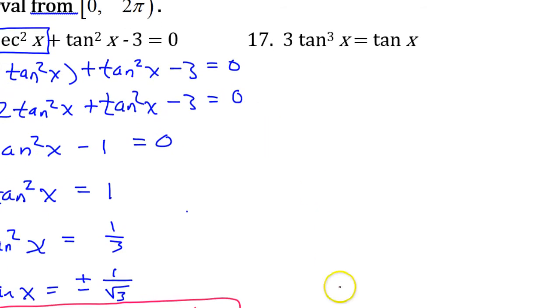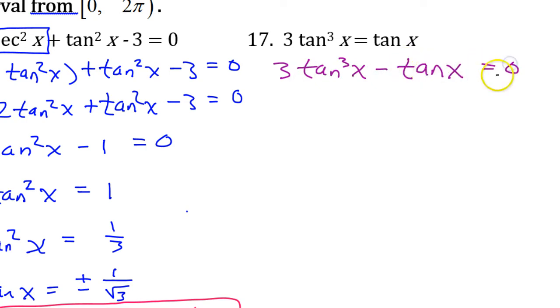Okay, what's next? All right, let's go ahead and do number 17. All right, it's getting a little crowded in here, so I think I'm going to change colors so we can differentiate a little bit. Again, the one thing I cannot do is divide both sides by tangent. So whatever you do, don't divide by trig function. Instead, I will subtract. So that's going to give me 3 tangent cubed x minus tangent x is equal to 0. Now, a tangent is a common factor, so I'm going to factor that out.